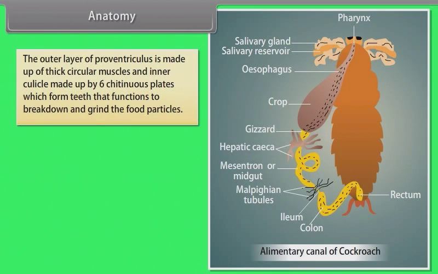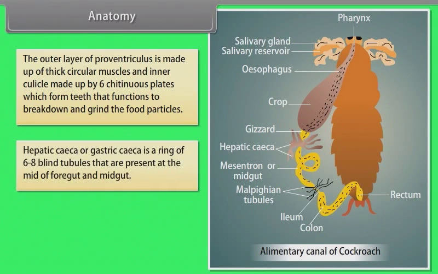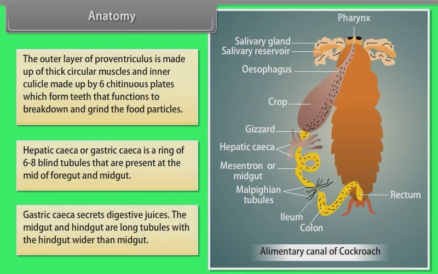The outer layer of the proventriculus is made up of thick circular muscles and the inner cuticle is made up of 6 chitinous plates, which form teeth that function to break down and grind the food particles. Hepatic caeca or gastric caeca is a ring of 6 to 8 blind tubules present at the junction of foregut and midgut. Gastric caeca secretes digestive juices.